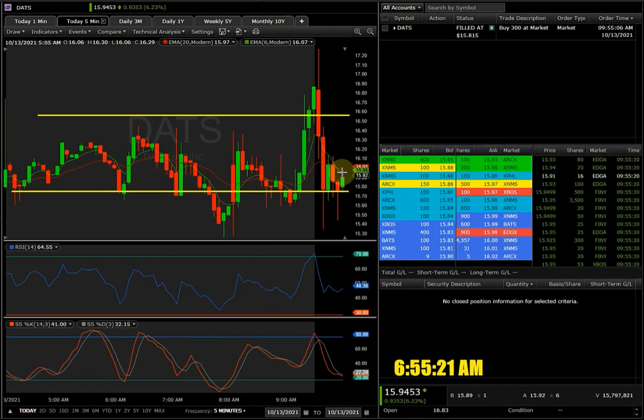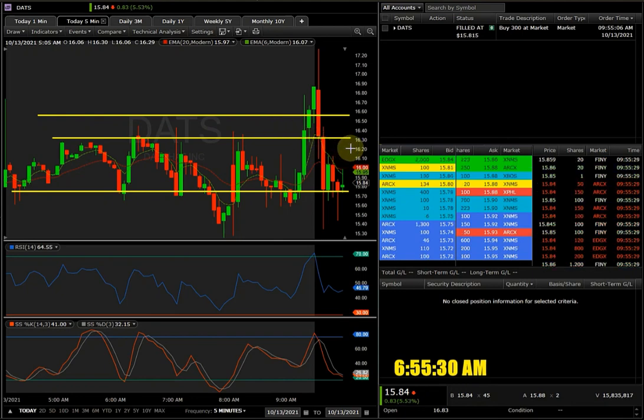Resistance is right here. It needs to break above that, ultimately somewhere right here. So let me draw another one. I think the stock move was right here originally, 16.30, not this one right here. So let me clear all this up.